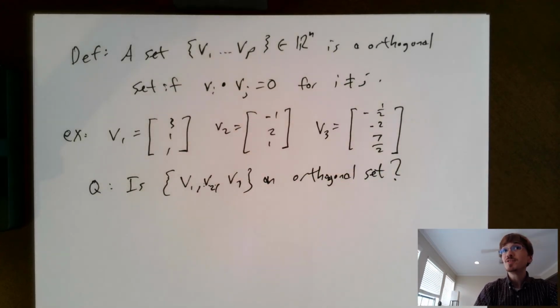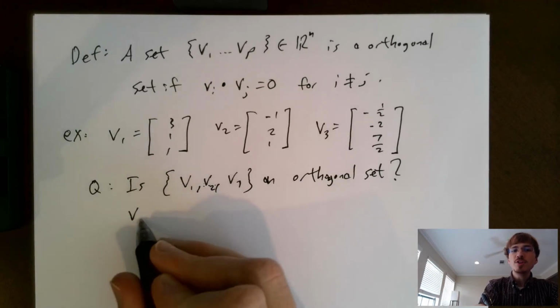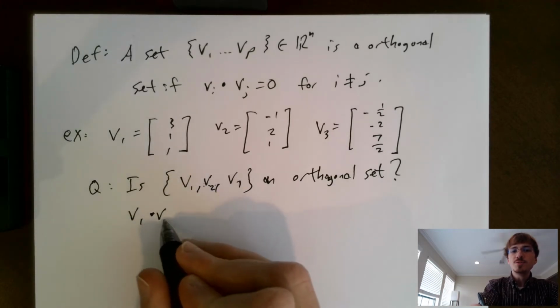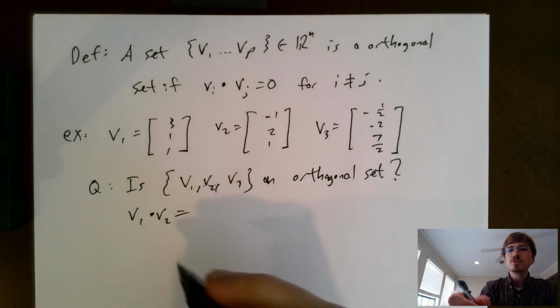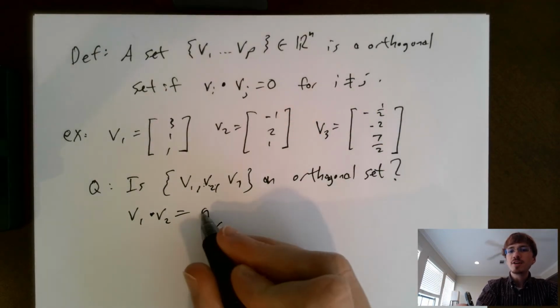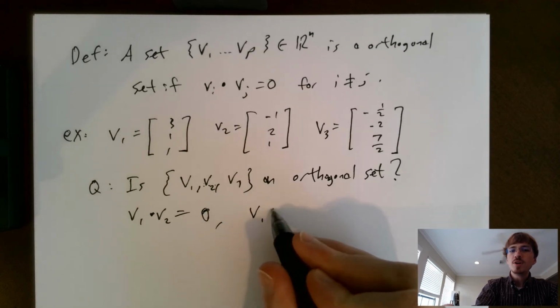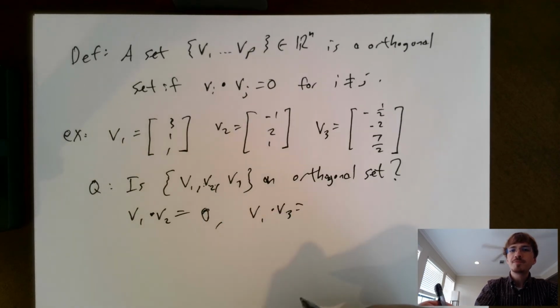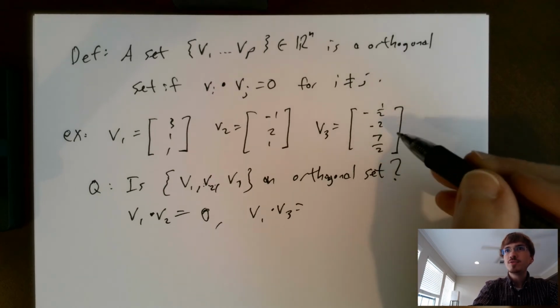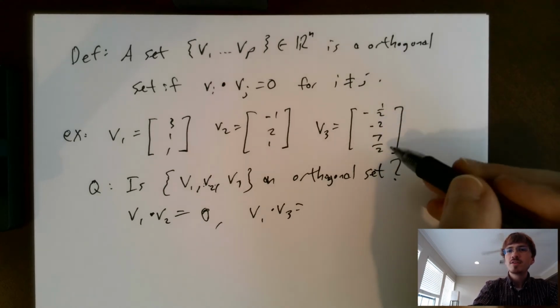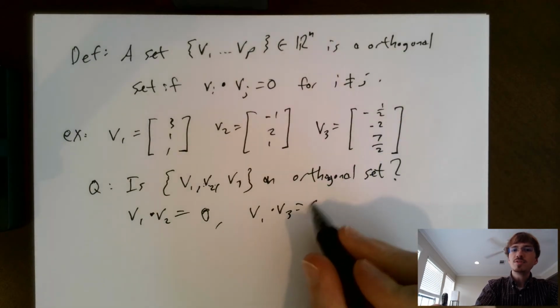Pause the video, see if you can figure this out yourself. So let's compute the pairwise dot products. What's v1 dot v2? Well, v1 dot v2 looks like negative 3 plus 2 plus 1, which is 0. We're on a good track, right? What's v1 dot v3? It's negative 3 halves minus 2, so negative 7 halves, plus 7 halves, which is 0.